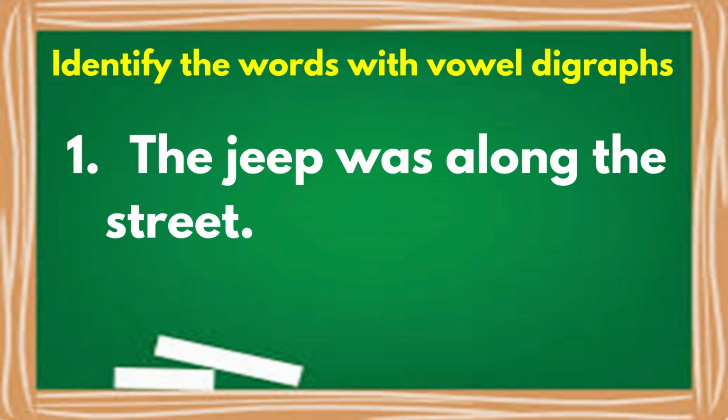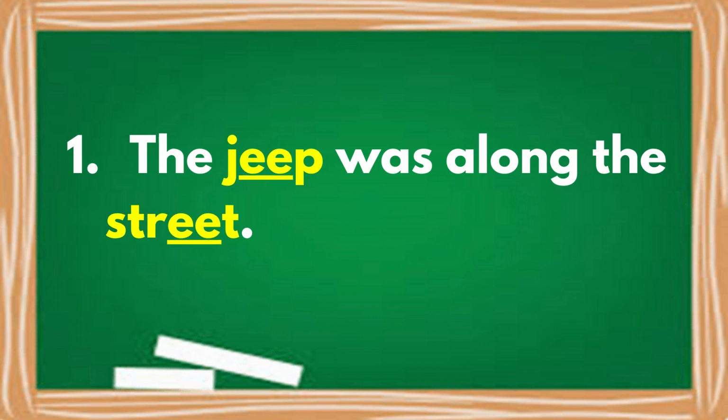Okay, let me check if you still remember our lesson. Identify the words with vowel digraphs. So you have to tell me what words in the sentence have vowel digraphs. Ready? Let's go. The jeep was along the street. You're right. The vowel digraphs are jeep and street. Next.